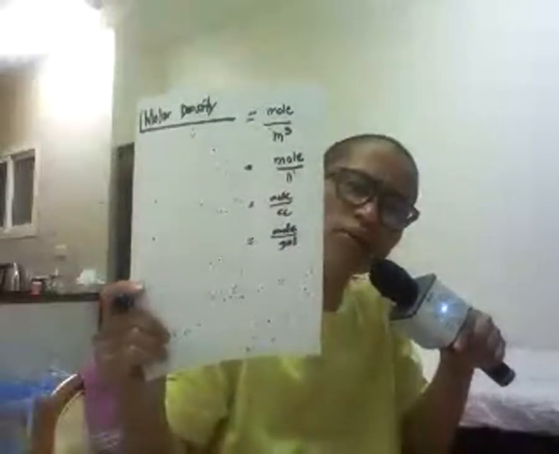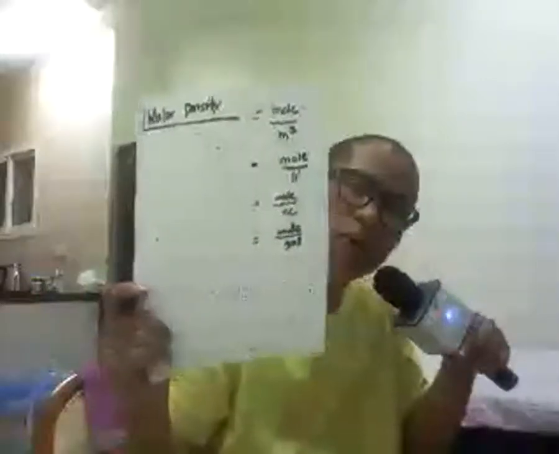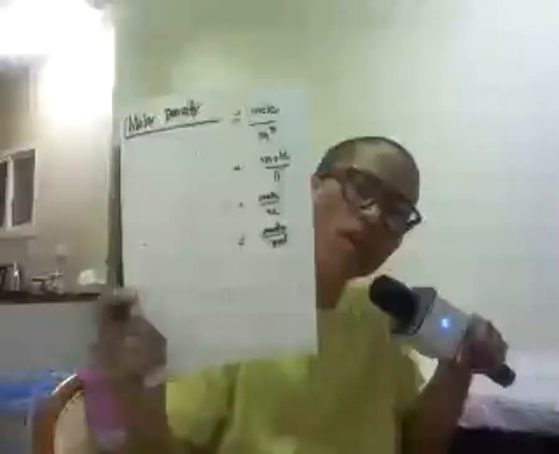Molar density is equal to mole per cubic meter, mole per liter, mole per cc or cubic centimeter, mole per gallon. The denominator is volume. It's also used in problem solving sometimes, and you will be confused. You will be forced to use the density, but that is not the density that we understand most of the time. This one has the mole. But some students, not all, will be deceived and confused.